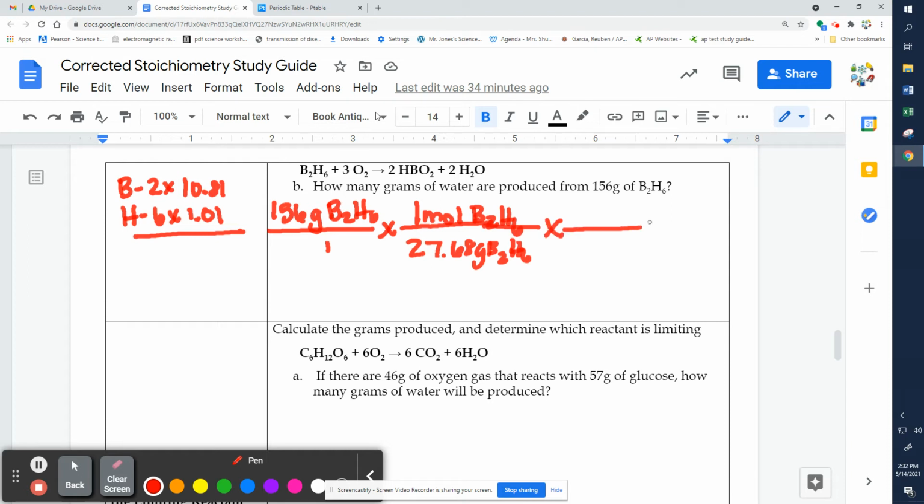Our next multiplication, our next factor, we are going to switch to our other substance. In this example, it says how many grams of water. So on top, I need moles of water. The number in front of my H2O is a 2. So this is 2 moles of H2O. On the bottom, I still have my B2H6. In front of there, I have no number, so it is going to be a 1.